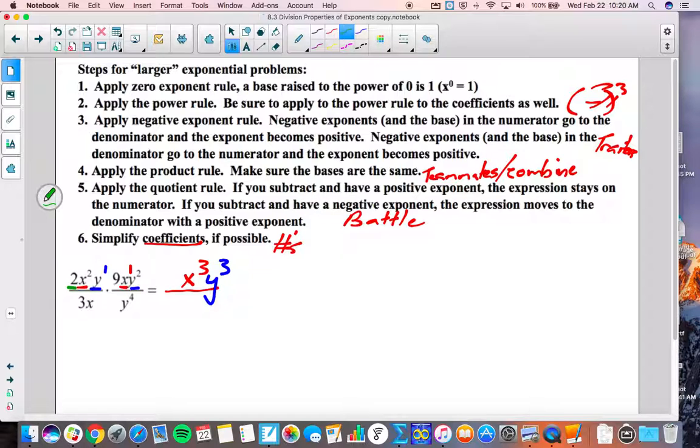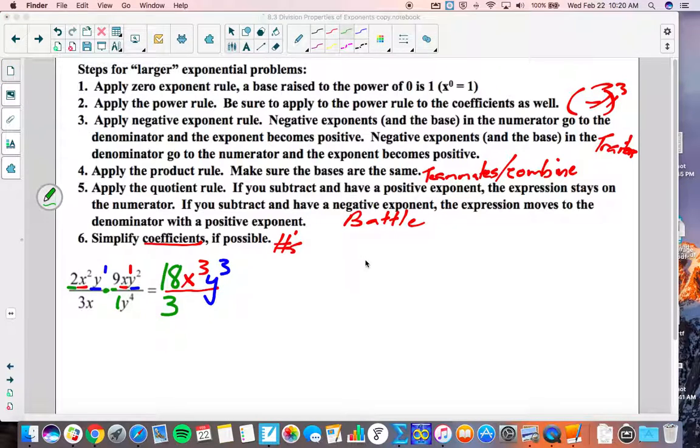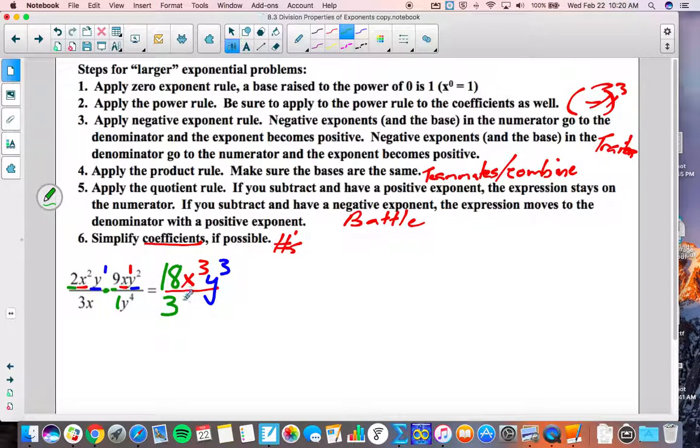And I see a 2 times 9. That's 18. On the bottom, I see a 3 times a 1, or I'm just bringing along that 3. I see an x, and I see a y to the 4. So I just took and combined anything using the product rule that I could, combining the bases that are on the same side of the fraction bar. Now we go to battle.